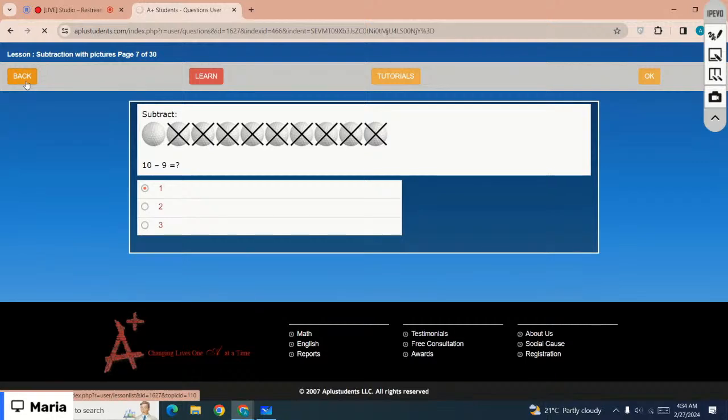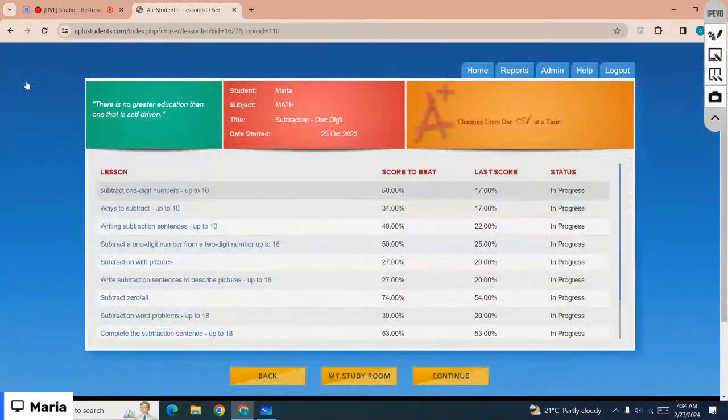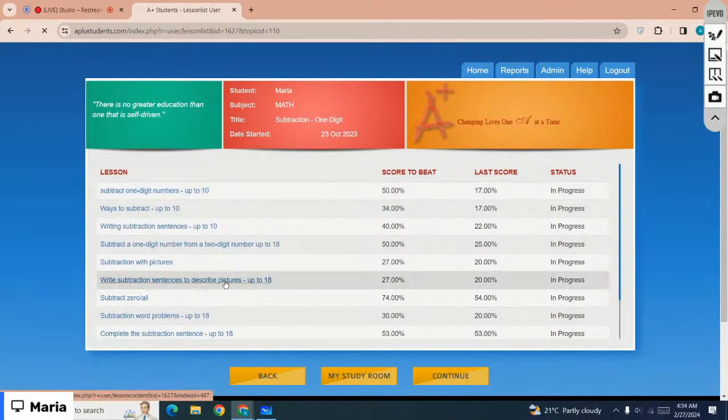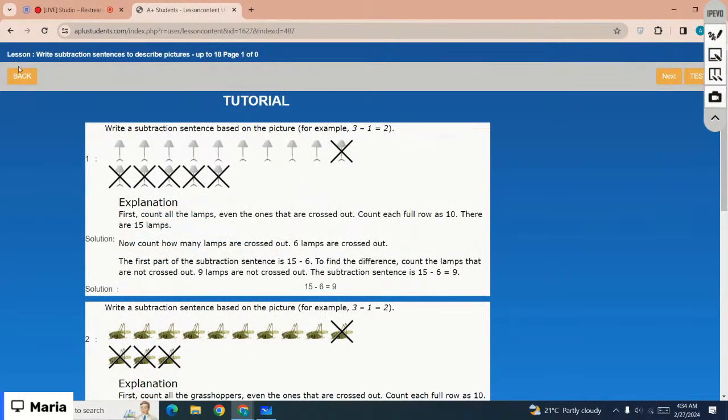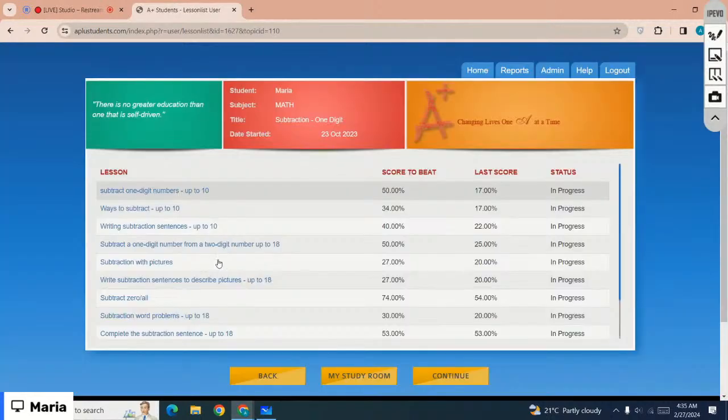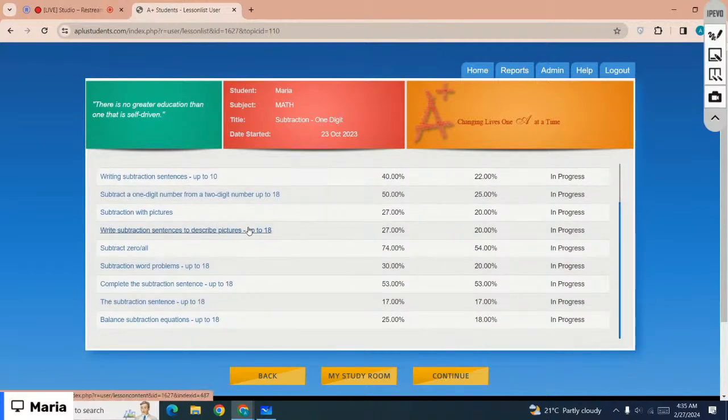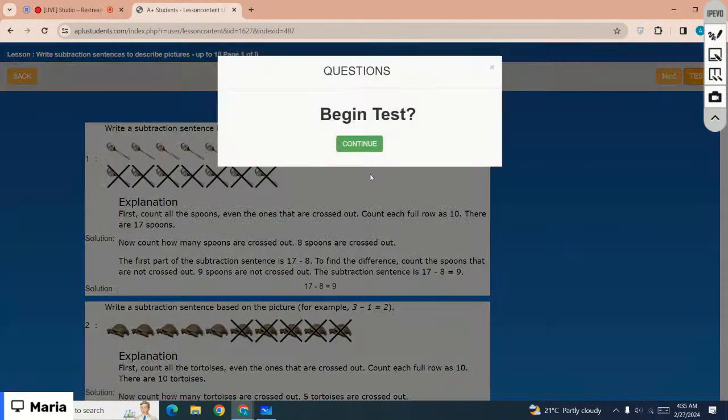Let me just move on to the next lesson, and the next lesson is write subtraction sentences to describe the pictures up to 18, right? No, that's the one we just finished. The next one is, okay.